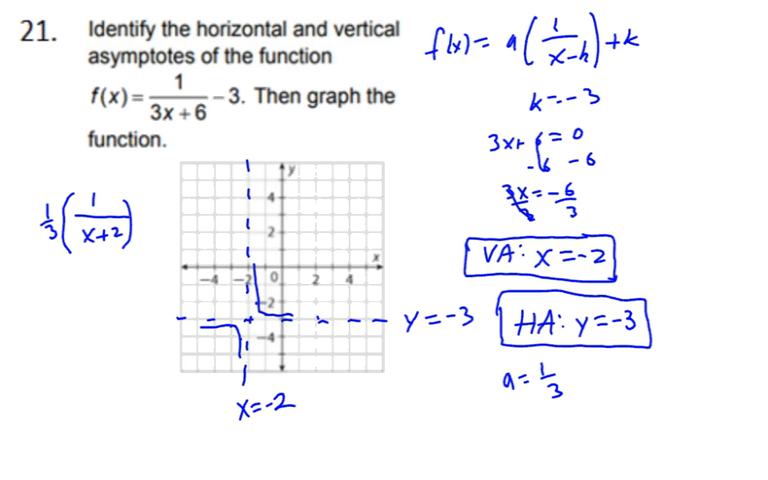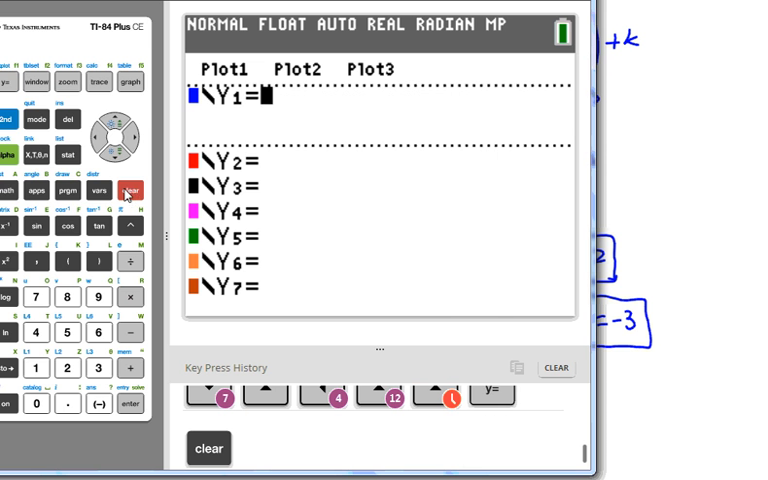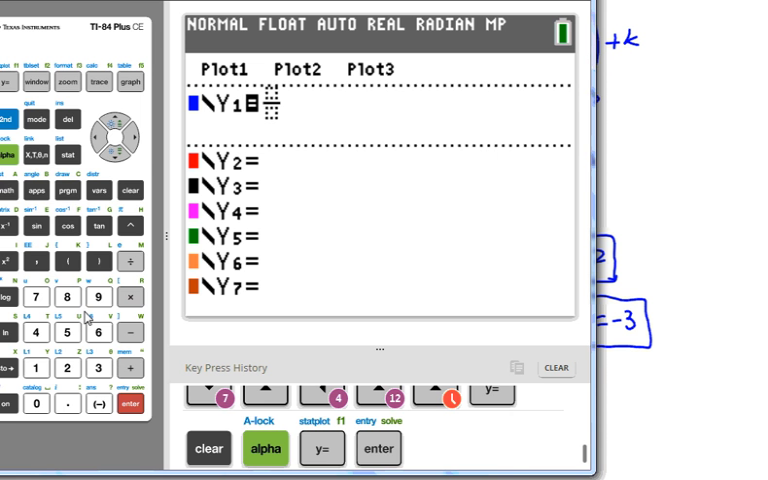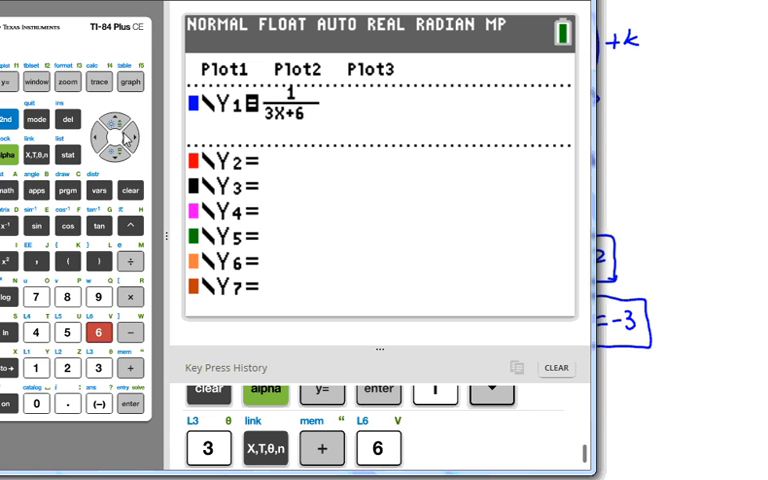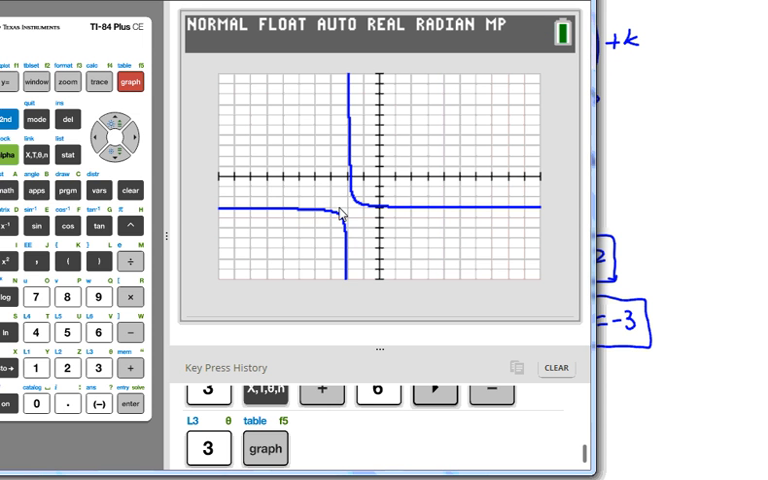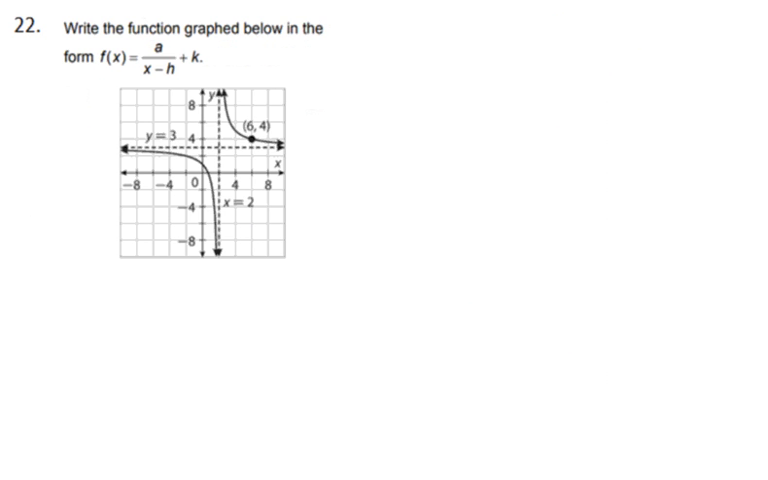And now the calculator. We go here, clear, 1 over 3x plus 6. And we put outside here -3. We see that we have our horizontal asymptote and vertical asymptote correct. So that looks good. Okay, last problem, 22.